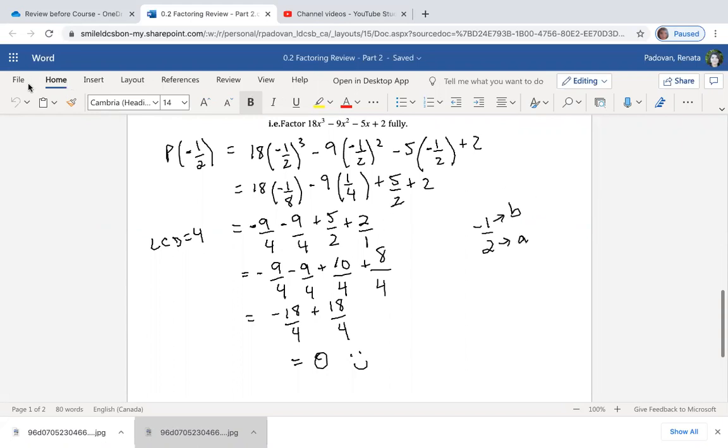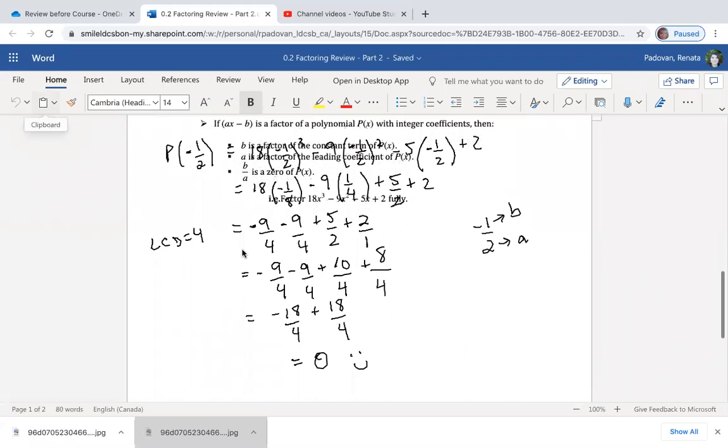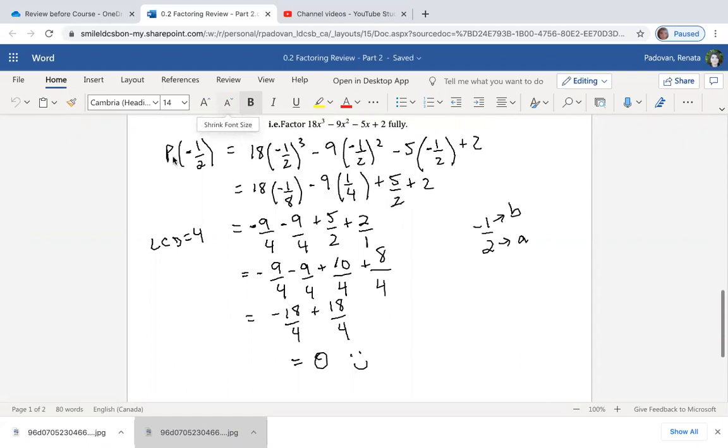And then if we go back up to the top, the way that we write out the factor is right here. AX minus B is a factor of the polynomial P of X. AX minus B. So if we wanted to rewrite that here so we can see it, AX minus B. So therefore A is 2. So therefore 2x minus B. So minus, what's the B value? The B value is negative, so it changes it to plus, be careful. So therefore 2x plus 1 is a factor.